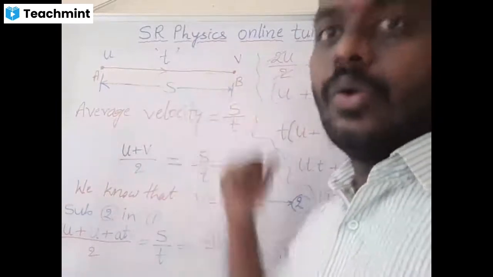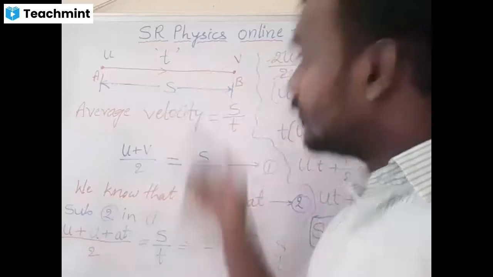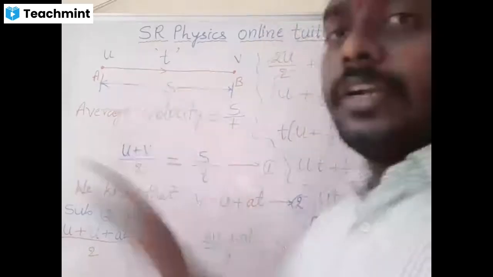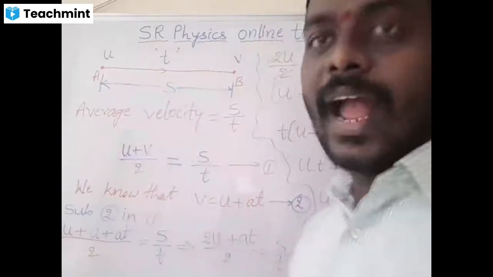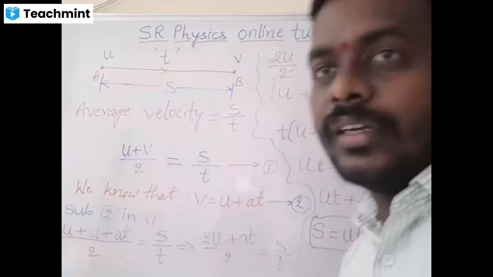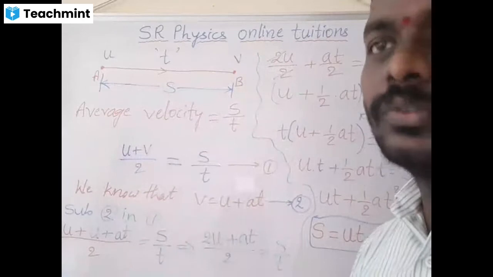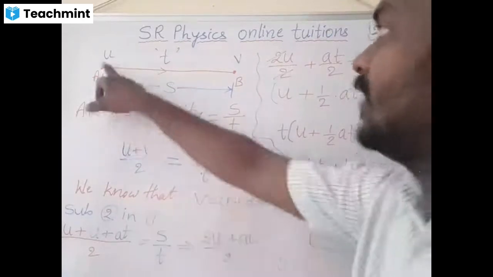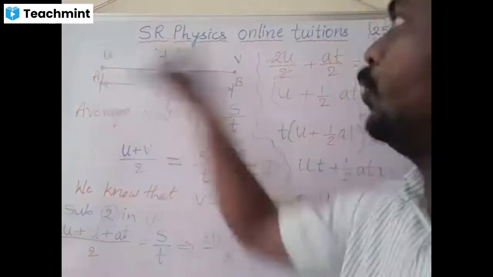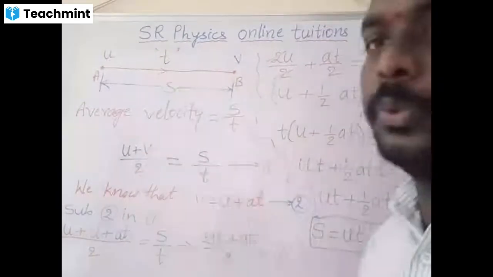Next, generally, according to mathematics, we can take the average of things as the sum of the things by the total number of things. Similar to that, here we are having two velocities u and v. So U plus V by 2 is equal to S by T. We are taking it.